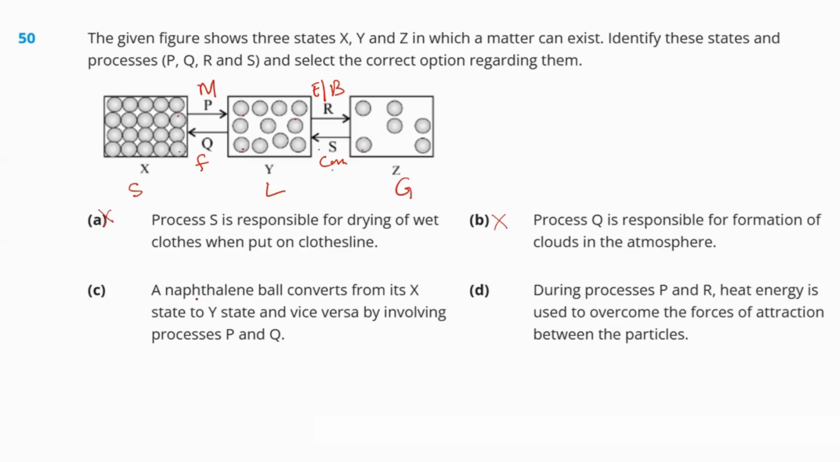Condensation is for that. A naphthalene ball converts from its X state to Y state and vice versa by involving processes P and Q. No, that is sublimation. That's not been given here. D, during processes P and R, heat energy is used to overcome the forces of attraction between the particles. Yes, everybody, between P and R, it is the melting and the evaporation or boiling.